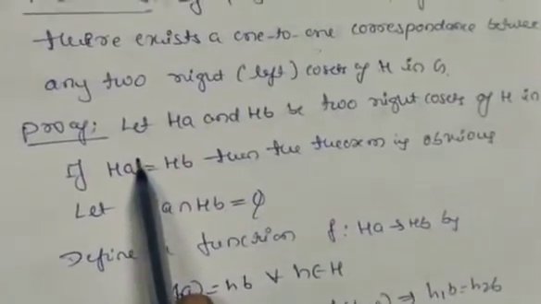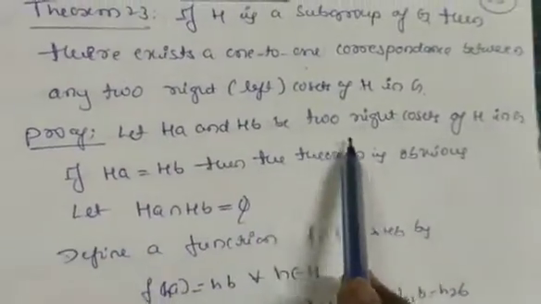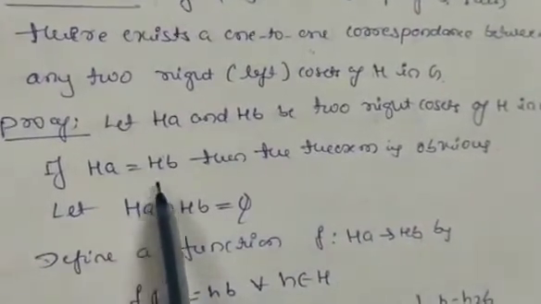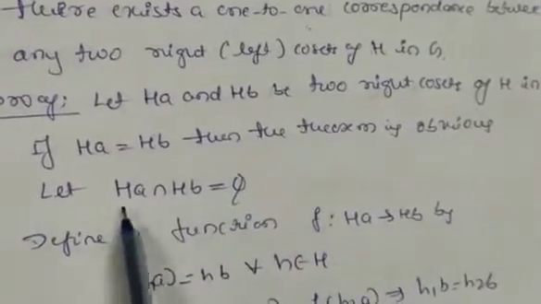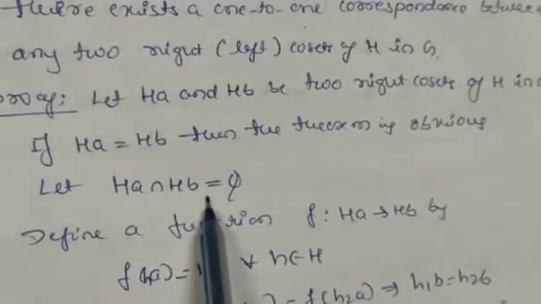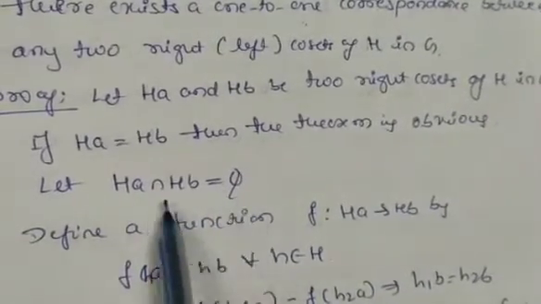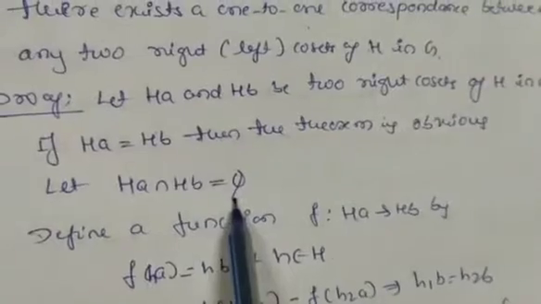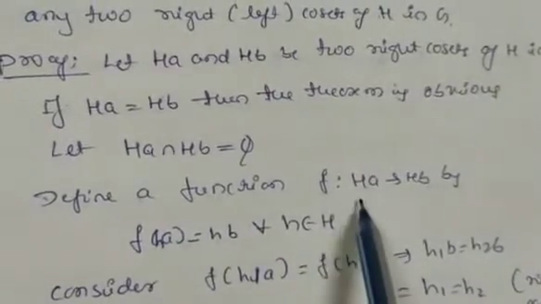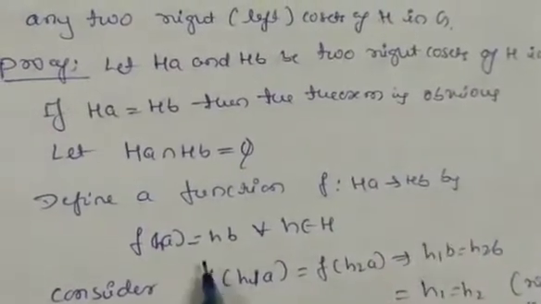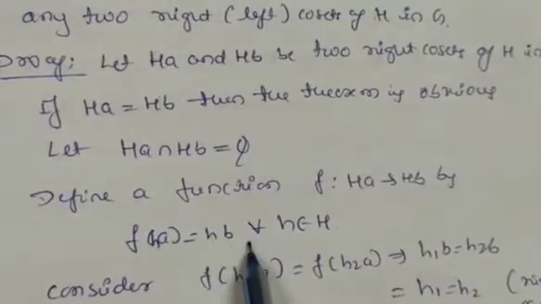Let us take here, let Ha and Hb be two right cosets of H in G. So if Ha is equal to Hb, then the theorem is obvious, so there is nothing to prove here. Let Ha intersection Hb be equal to phi, which means they don't have any common element. There is no element which is common in both Ha and Hb. Then define a function f from Ha to Hb by f of ha is equal to hb.